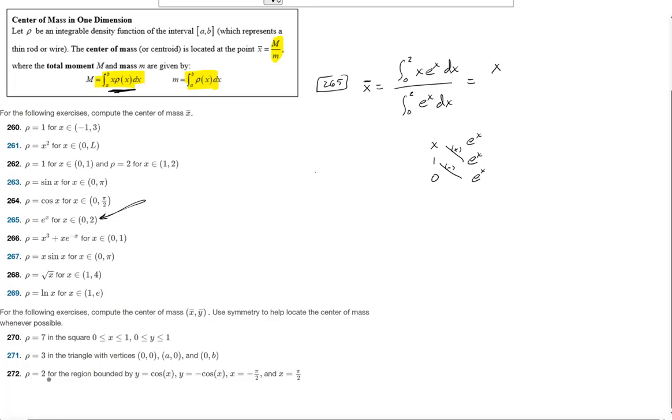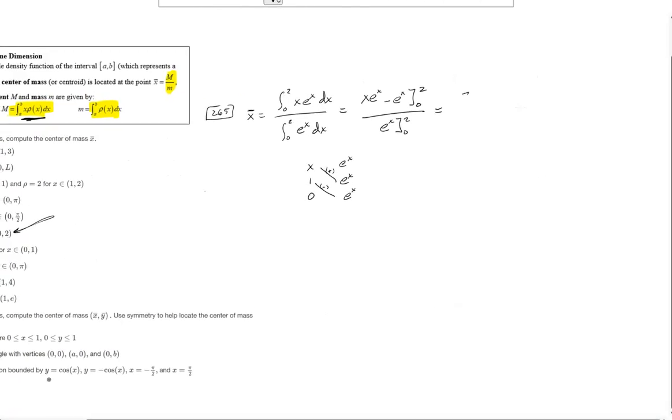And what do we get? We get x e to the x minus e to the x, evaluated from 0 to 2, and of course the bottom is just e to the x, evaluated from 0 to 2. In the numerator, we're going to have 2e squared minus e squared, minus 0 times e to the 0, minus negative, so we're going to get plus e to the 0, like that. And on the bottom, we have e squared minus e to the 0, which is 1. And that should simplify to give us e squared plus 1 over e squared minus 1.